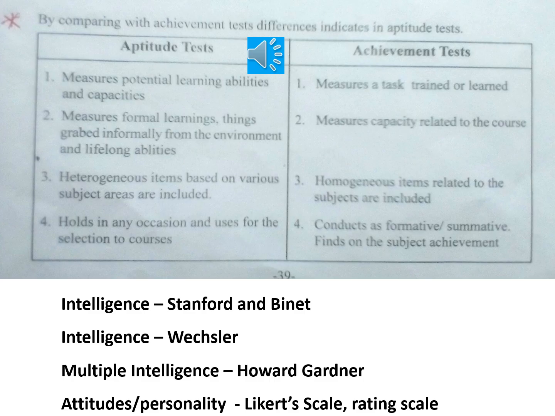Intelligence test. Who is the person? Stanford and Binet, two people. Wechsler's intelligence test. Then multiple intelligence, Howard Gardner. Attitudes, right, or personality traits. We can measure those things by Likert scale or rating scales.